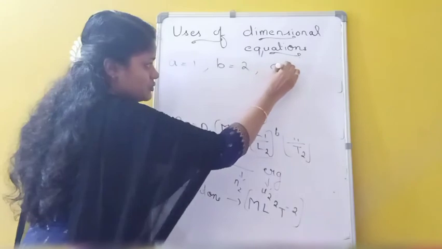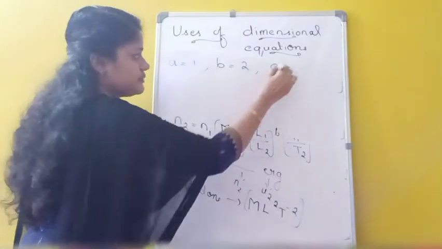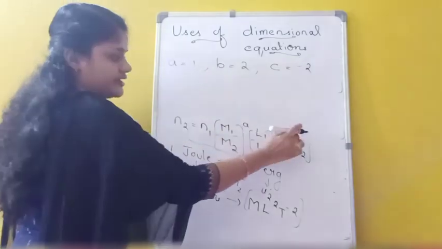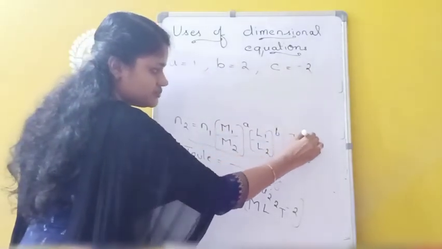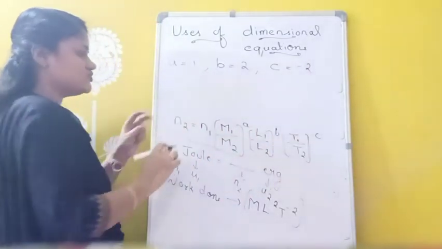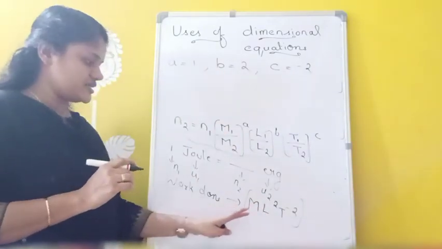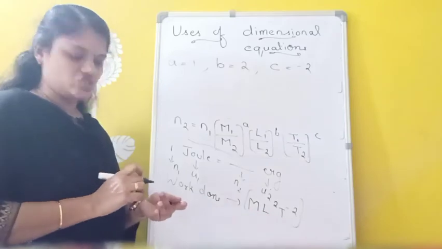And C equals how much here? What is the power given here? Minus 2. So now we got the values for which one? A, B and C. So here it is C only, the T1 by T2 whole ratio. So we got the values for A, B and C from this dimension, because the dimension of work done is M L square T raised to minus 2.